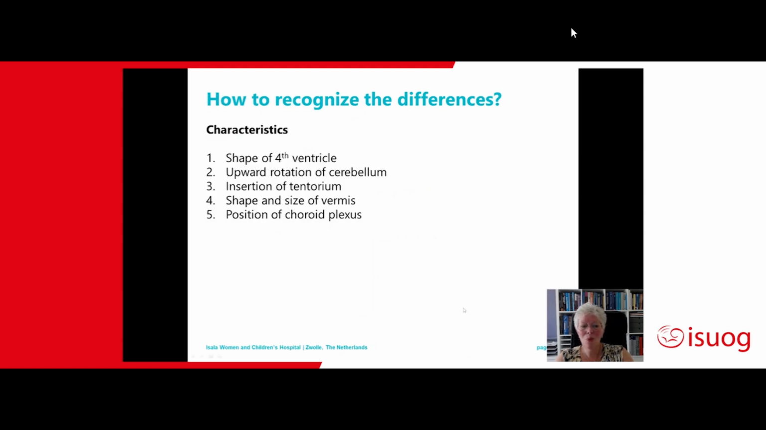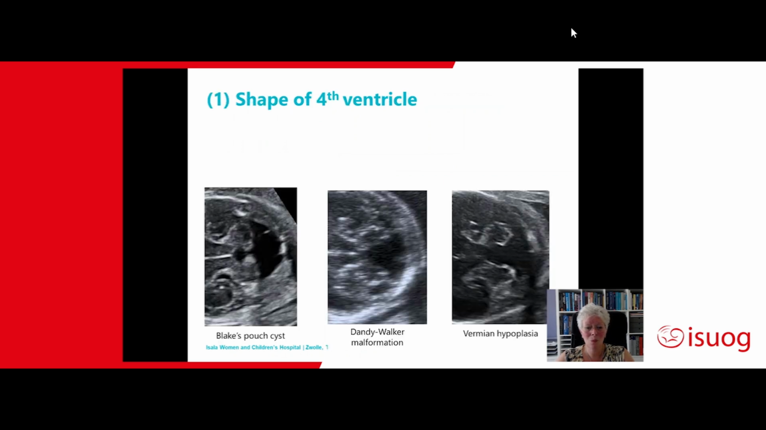Then how we can recognize the difference between these malformations. I've said it at the beginning. We look at the shape of the fourth ventricle, the upward rotation of the cerebellum, the insertion of the tentorium, the shape and the size of the vermis, and the position of the choroid plexus. First, the shape of the fourth ventricle. If we have a Blake's pouch cyst, this looks like an hourglass. But if we have a Dandy-Walker malformation or vermis hypoplasia, this is more V-shaped.